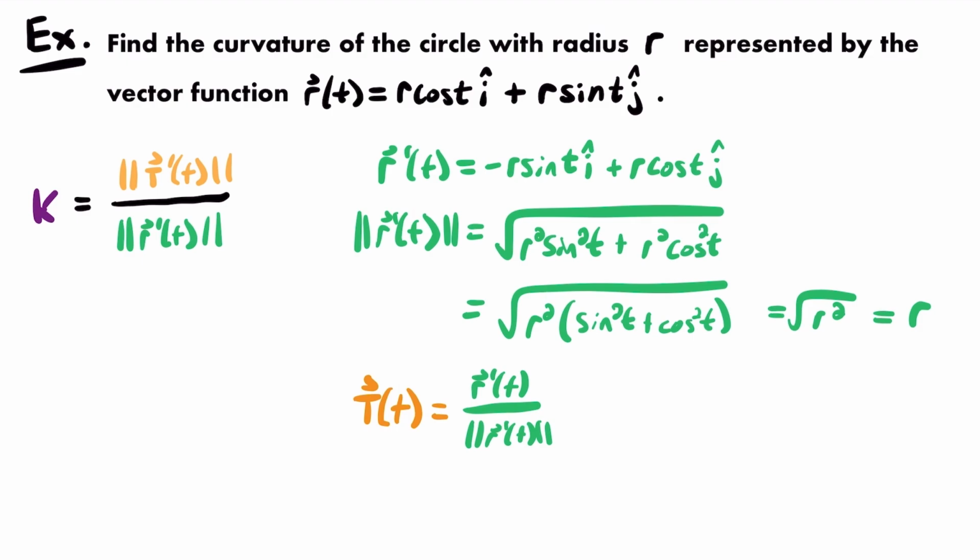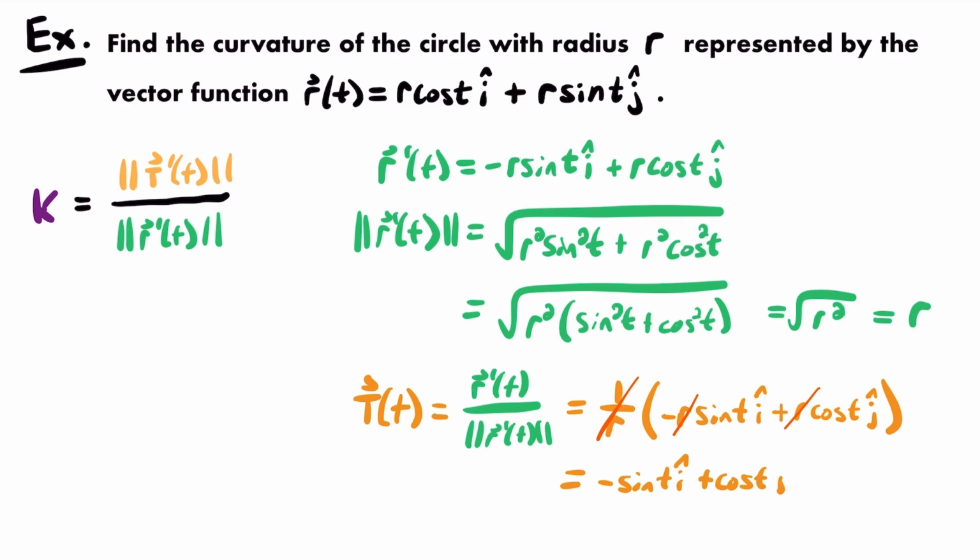And thankfully, that's not going to be too difficult here. This will be equal to 1 divided by r, that's just 1 divided by the magnitude, multiplied by the derivative of our vector function. So we have negative r times sine t times i plus r times cosine t times j. And then if you divide both of those terms by r, the r's all cancel out, right? This r will cancel out with this r and this r. So you're left with negative sine t times i plus cosine t j. That is the unit tangent vector.